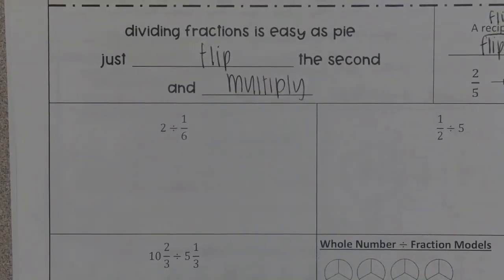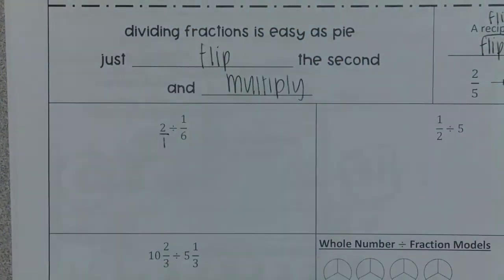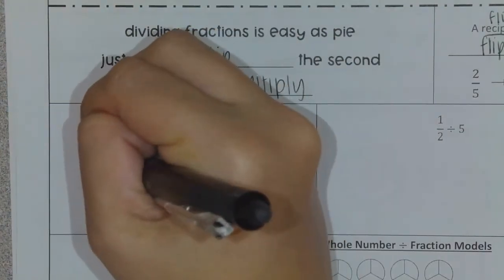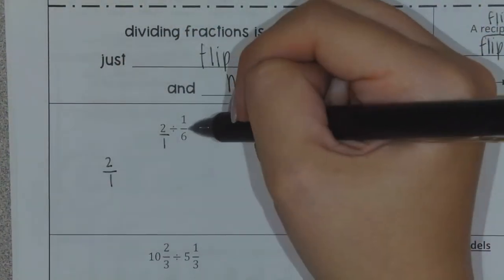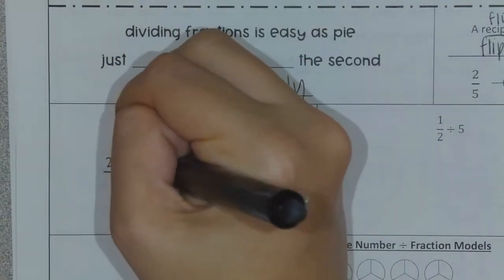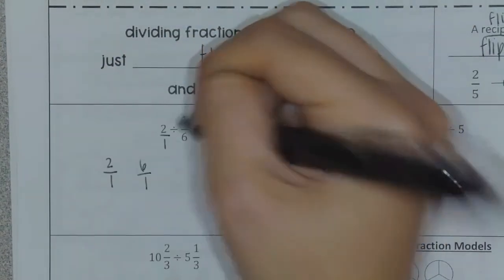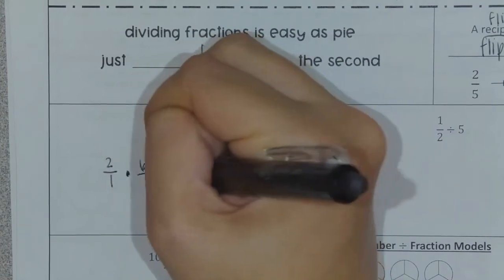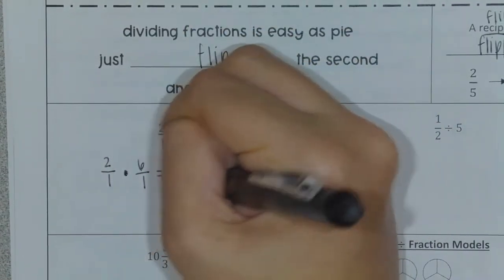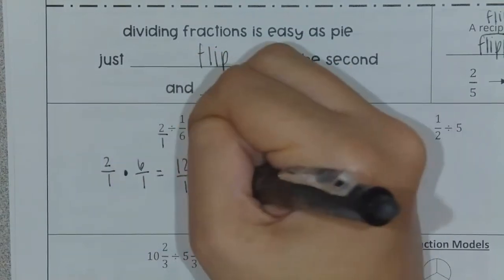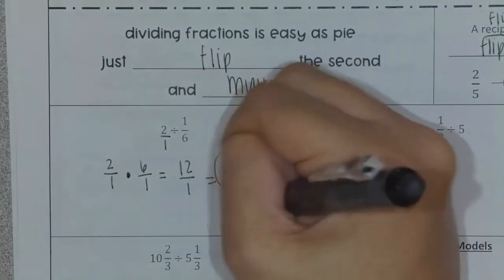So if I have a problem like 2 divided by 1/6, again, it's a whole number, so it needs a denominator of 1. So I'm going to leave the first number alone. I'm going to flip the second fraction. So instead of 1/6, I'm going to get 6/1. And then I'm going to change the division sign to be a multiplication sign. So I have 2 times 6 would give me 12. 1 times 1 gives me 1, which simply just gives me 12.